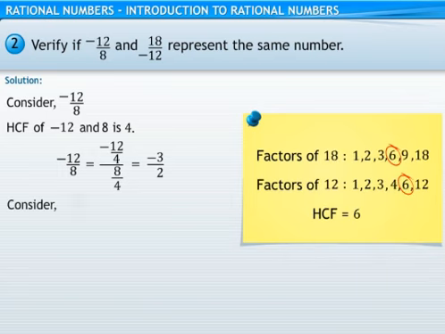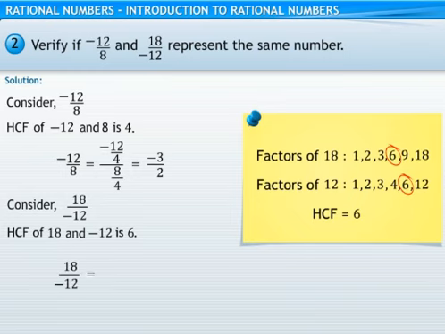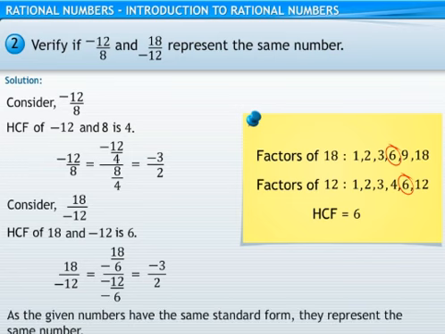Consider other number 18 upon minus 12. Highest common factor of these numbers is 6. Dividing 18 and minus 12 by minus 6 to get the standard form of 18 divided by minus 12 as minus 3 divided by 2. As the given numbers have the same standard form, they represent the same number.